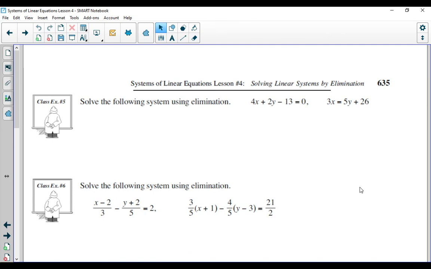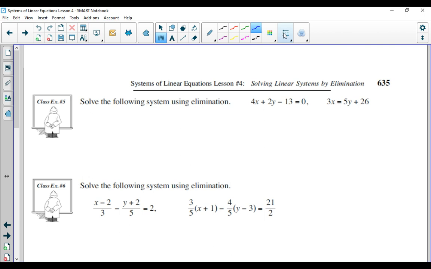Hello again, Math 10Cs. In today's lesson, we're going to finish looking at solving systems of linear equations algebraically using the elimination method, albeit this time we're going to look at some progressively more difficult equations to solve. All right, so just two examples to look at.